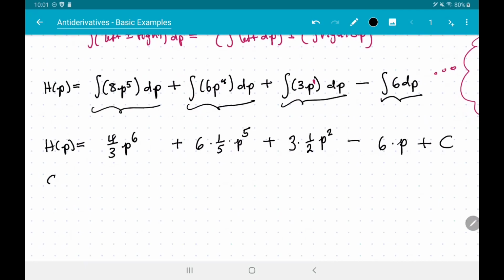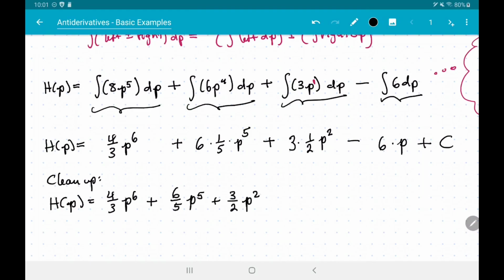And we can clean this up a little bit and do h of p equals 4/3 p to the 6th plus 6/5 p to the 5th plus 3/2 p squared minus 6p plus c.